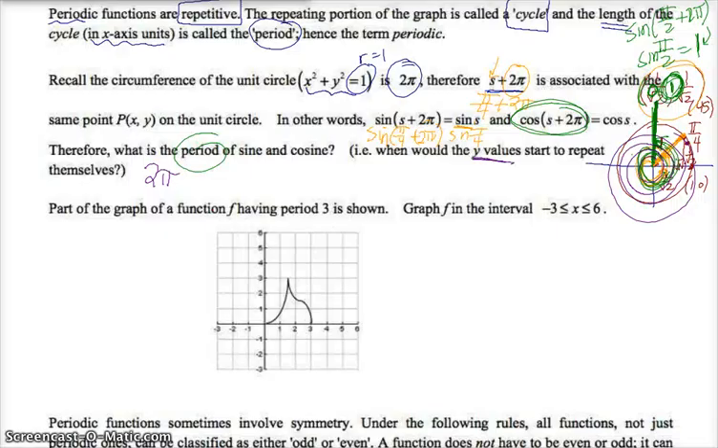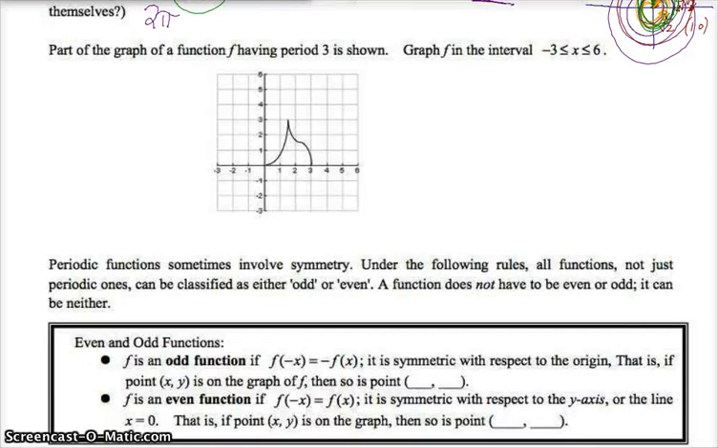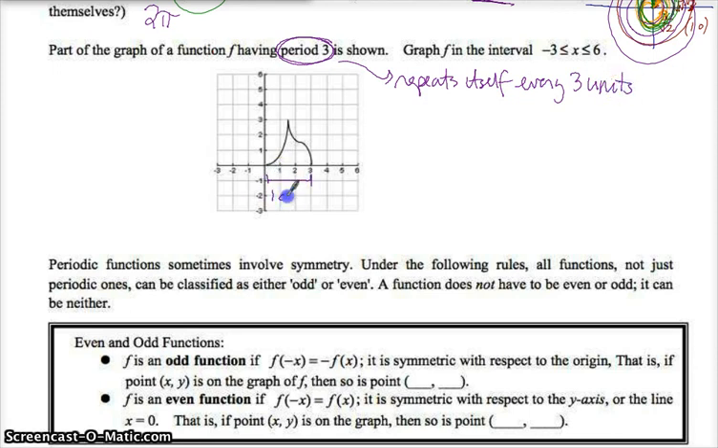Okay, now obviously we don't only have functions, there are functions beyond sine and cosine that are periodic. We could have any type of thing and make it periodic if we want to. So it says this part of a graph of a function f has a period of 3 units. So that means it repeats itself every 3 units. So in other words, remember the word cycle and period up there. This is one cycle, and it has a period of 3 units.